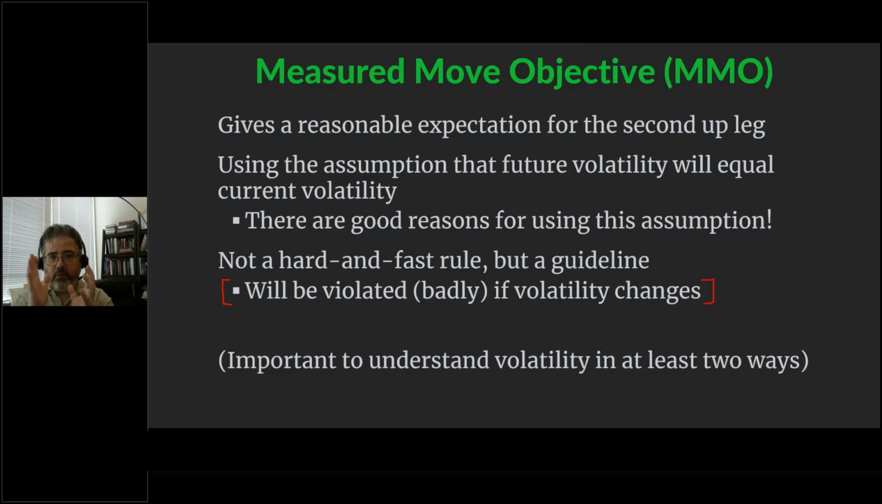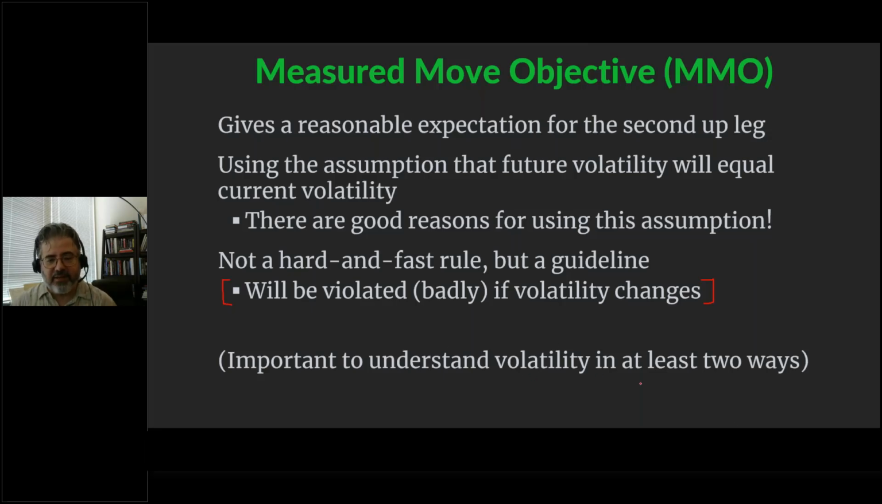Conversely, if one of those events is going to happen in the future, a very classic example is when we know the FOMC report is going to come out, and we know markets are likely going to make a big volatile move in response to that information. So if volatility is going to change, that's when you know your measured move objective is likely to be badly off. But if you're just looking at normal markets, that assumption that the future will look like current data is actually a reasonable assumption.